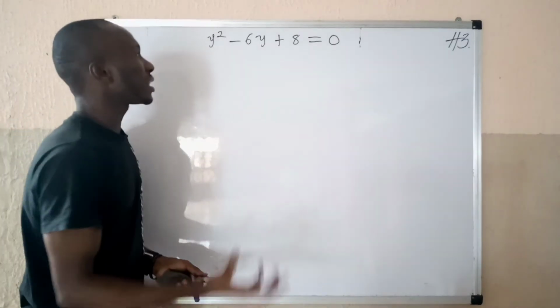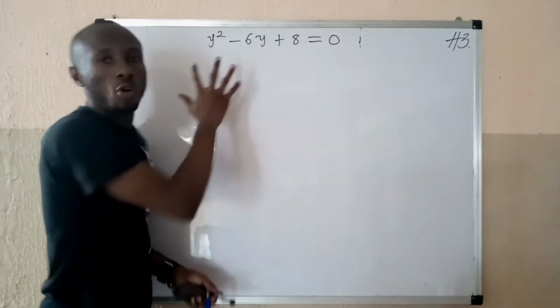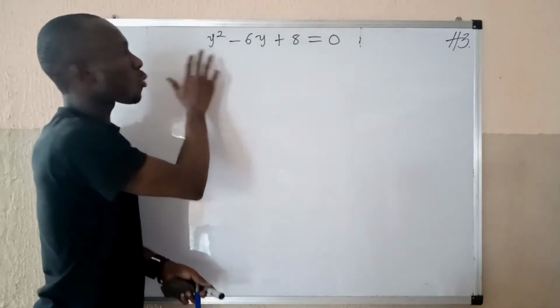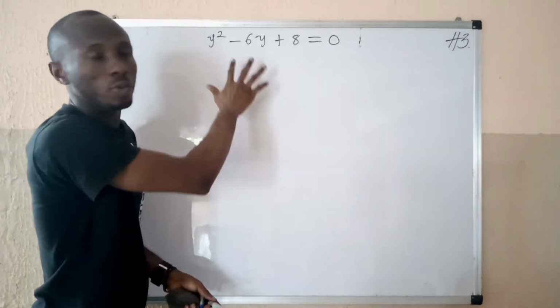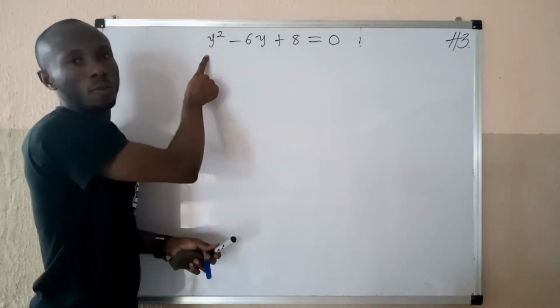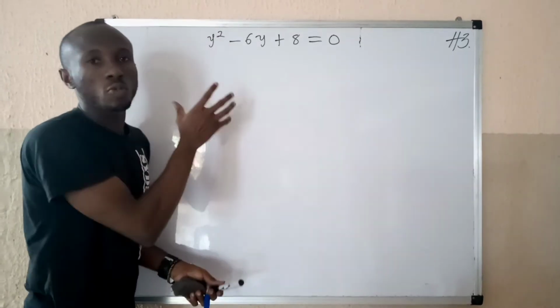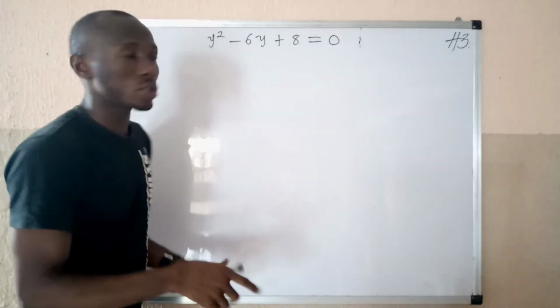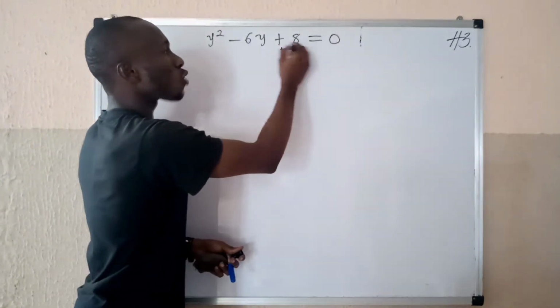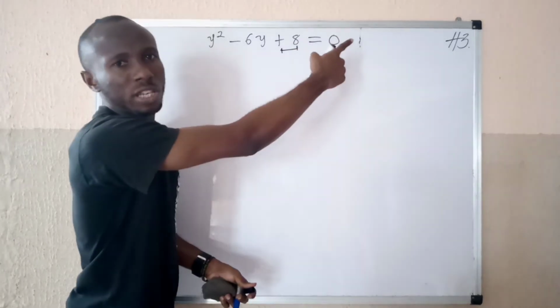It is very clear that what we have on the board is a quadratic equation. It is quadratic in y, and y is the indeterminate in this question. You can see that the highest power of y here is simply 2, so we call it a quadratic equation. Now step 1, what I'm going to do right now is to take this constant term to the other side of the equation.